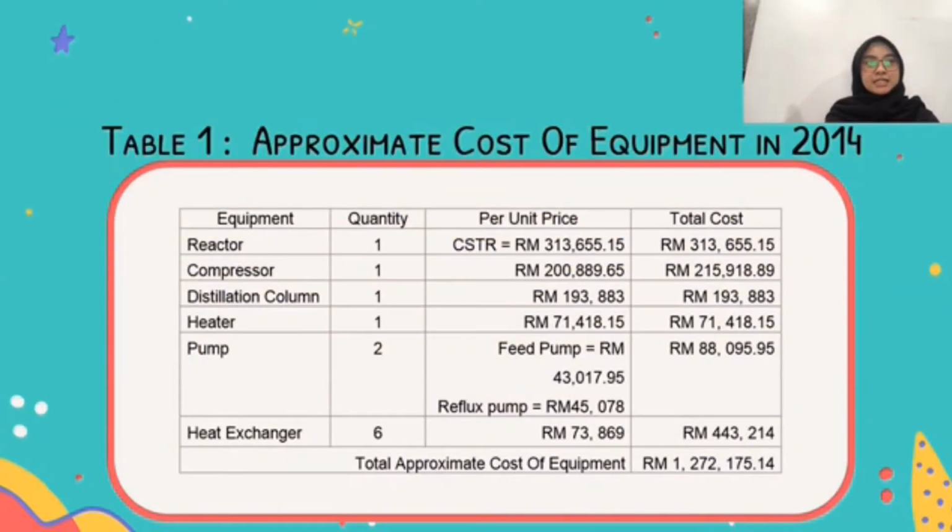As you can see in Table 1, it shows the approximate cost of equipment in 2014 of our major equipment in the process, which is a reactor. The total cost for the reactor is 3,655.50. For the compressor, the quantity is 1 and the total cost is 2,500 and 918.89. For the distillation column, the quantity is 1 as well, and the total cost is 163,883.